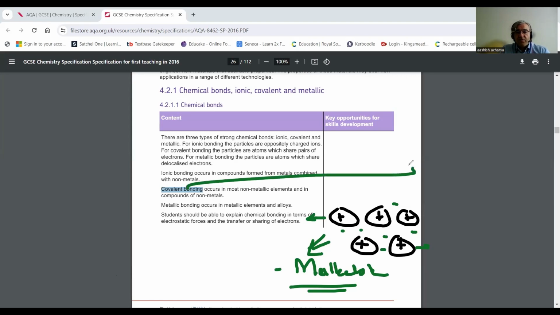Now, covalent bonds, you use the word molecule. You use the word intermolecular forces. You only describe those for covalently bonded entities.